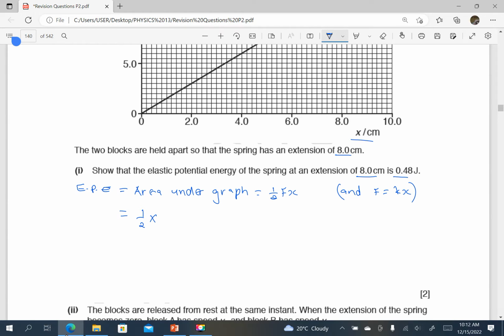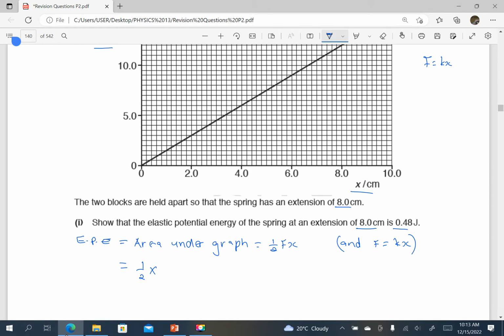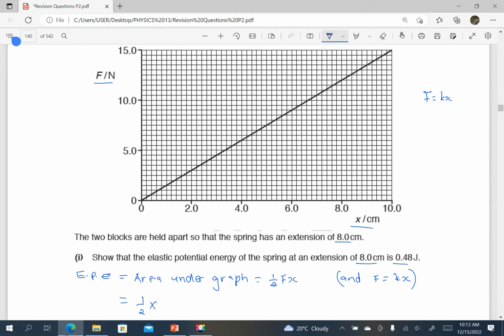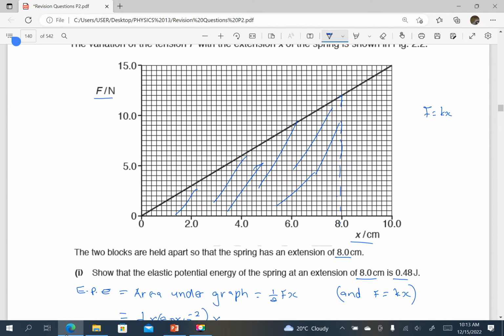And I can take the base to be 8 because that is for 8 centimeters. 8 centimeters is here. So we will find the area under the graph up to around here. So that is 8, but it is in centimeters. So I'll say 8 times 10 power negative 2 to change it to meters. Then times the height, which is going to be this value here on the vertical axis.